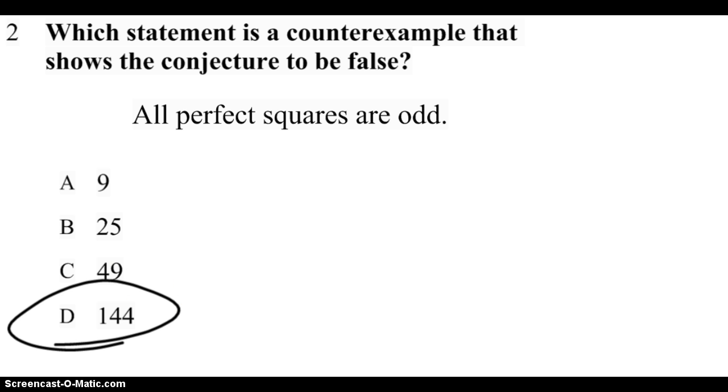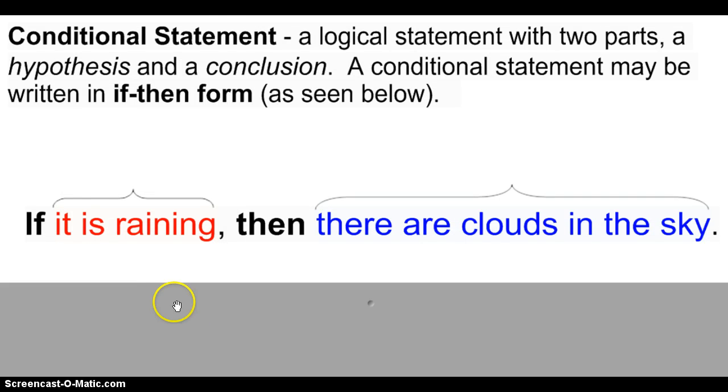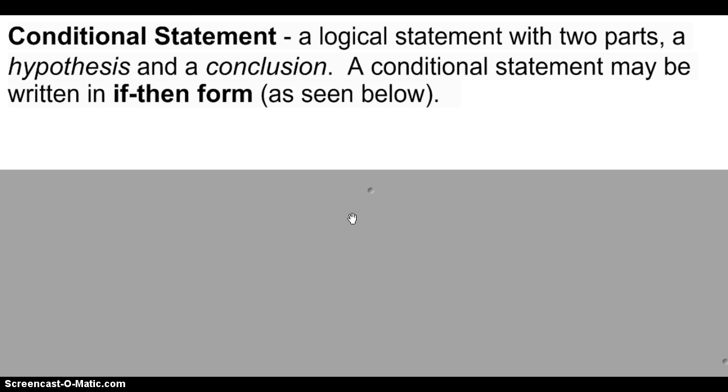All right, now we're going to start notes on 2.2. And notes on 2.2 start with a conditional statement. And a conditional statement is a logical statement with two parts, a hypothesis and a conclusion. And a conditional statement is always written in the if-then form in geometry. You can have a conditional statement not in that form, but in geometry, whenever I am talking about a conditional statement, I will want it in an if-then form.